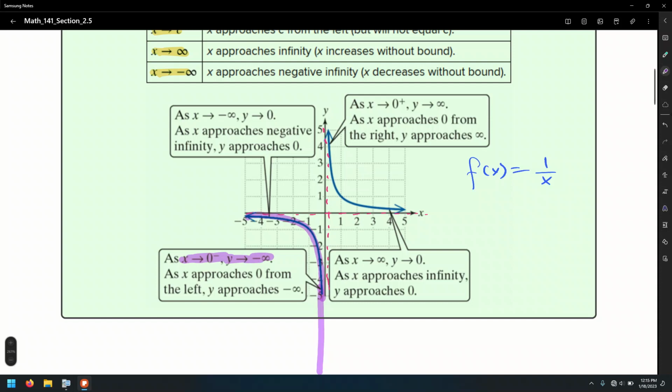Likewise, we can also approach 0 from the right side and see what's going to happen. It's going to get really, really big. How big? Infinity in this case, right? That's what this sentence right here is telling us.